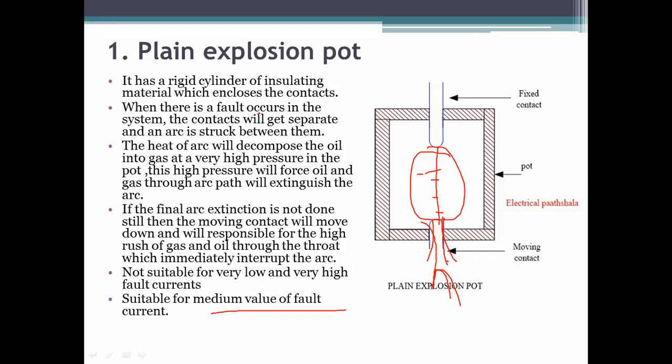It is coming under which type of circuit breaker? This plain explosion pot is coming under which type of circuit breaker? Yes, anyone? Tushar, Aditya, Pooja. This is coming under which type of circuit breaker?